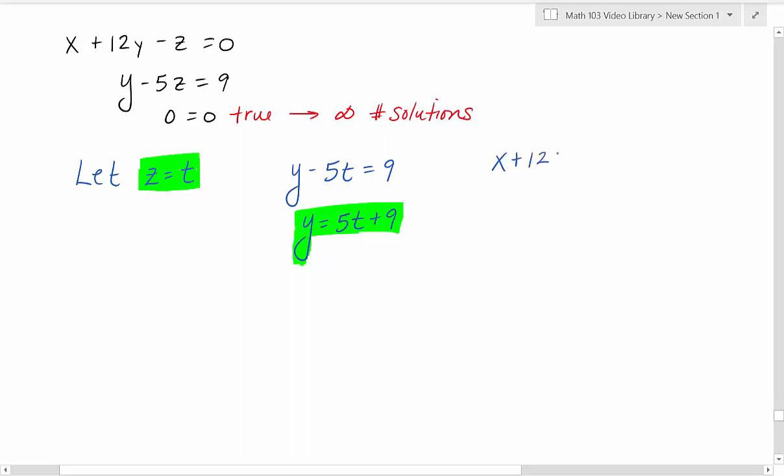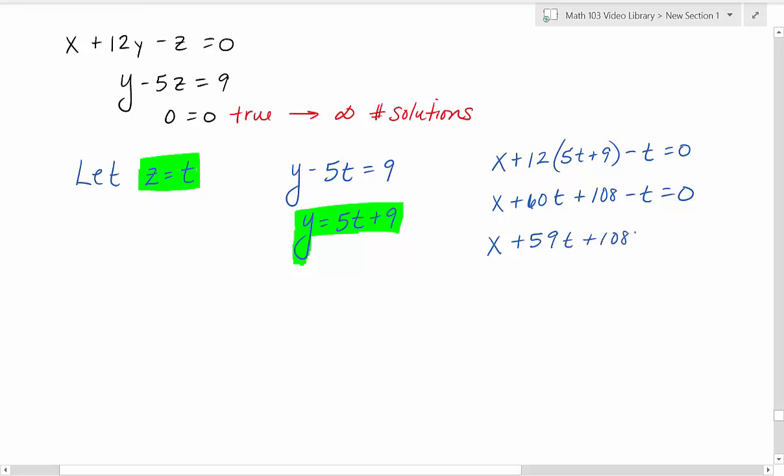So we get x plus 12 times this whole thing. I'm going to put it in parentheses. Minus t equals 0. We'll distribute the 12. That's 60t plus 108 minus t equals 0. There's some t's that we can combine. So x plus 59t plus 108 equals 0.